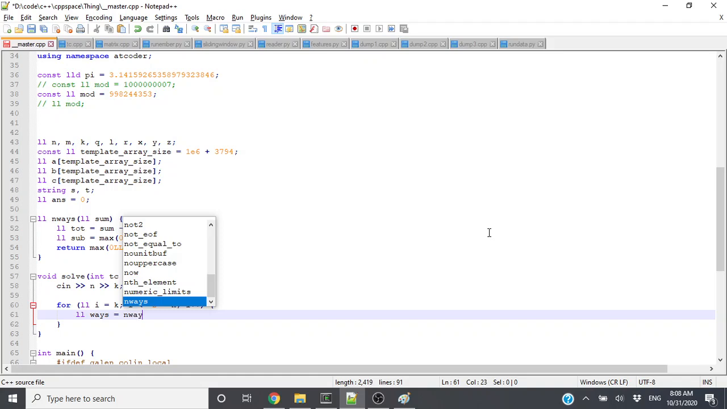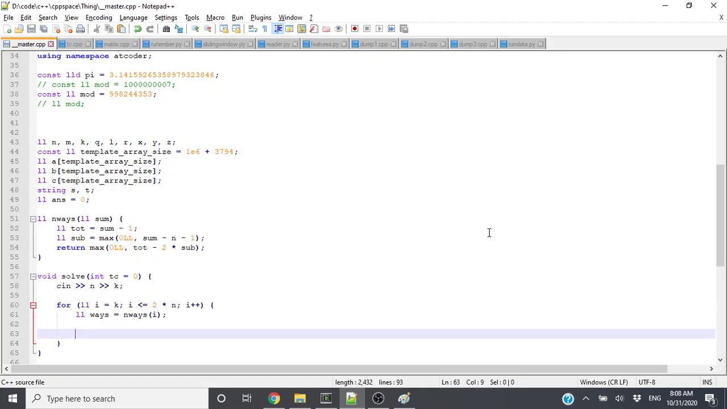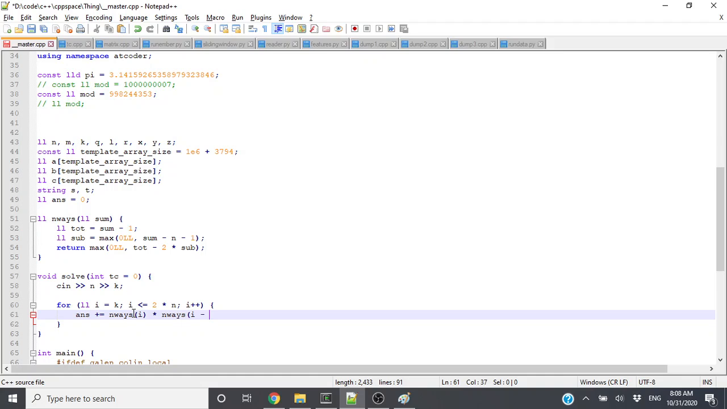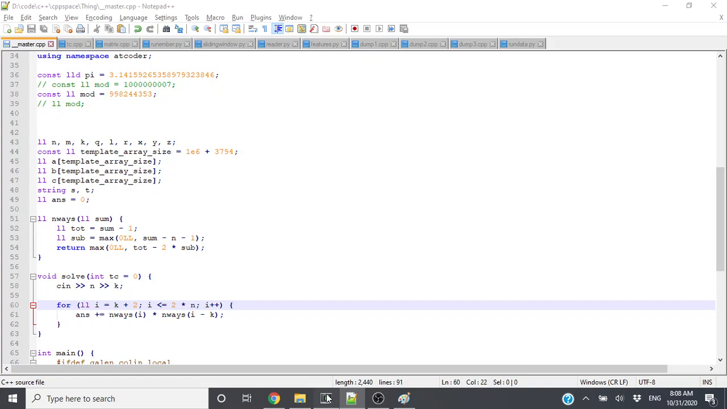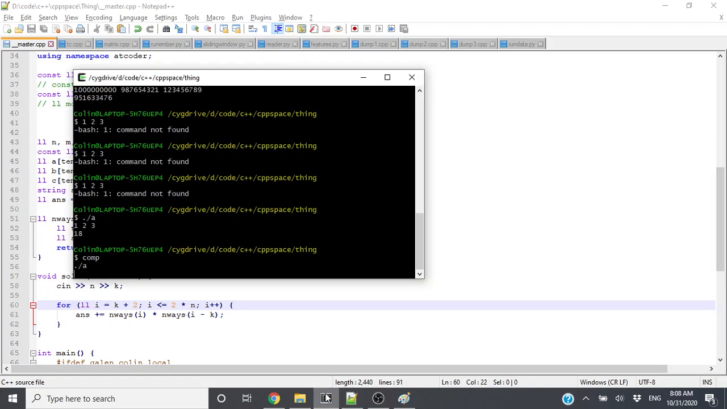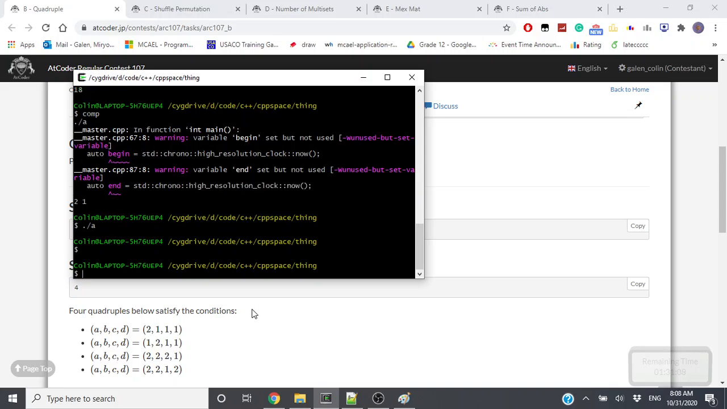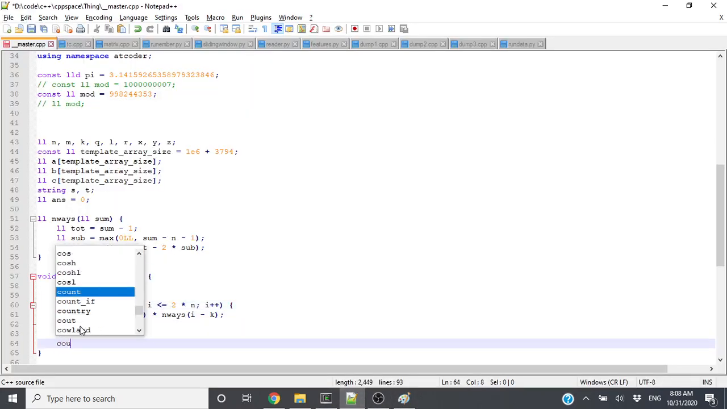So let's see. n ways i. Then it should be actually just n ways i times m ways i minus k. It should be k plus 2, because that's the only way we can have c and d that exist. Doesn't print an answer. Nice.